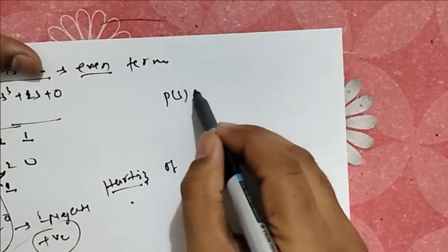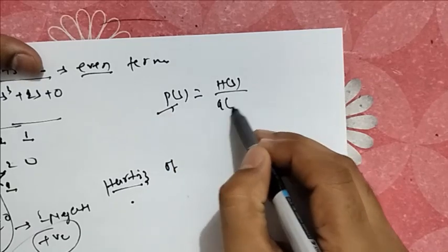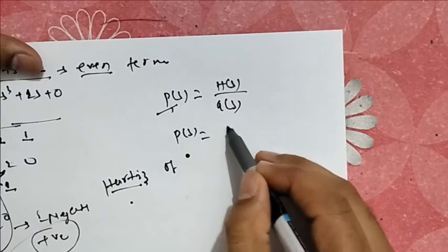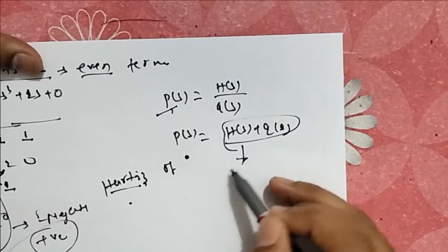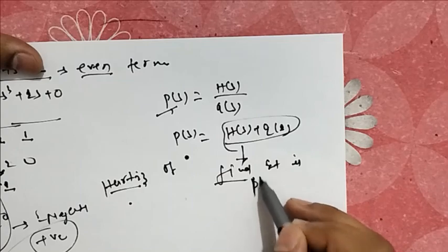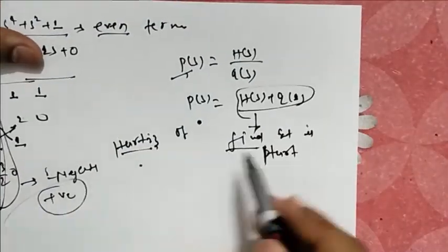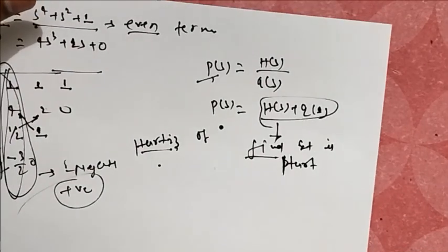Suppose the function is not P(s), but the function is H(s) by Q(s), then how we will find that polynomial? Just add H(s) plus Q(s) and then find out whether it is a polynomial or not, whether it is Hurwitz or not. By this method, then easily we can see whether it is Hurwitz or not. So this is all about the Hurwitz polynomial.